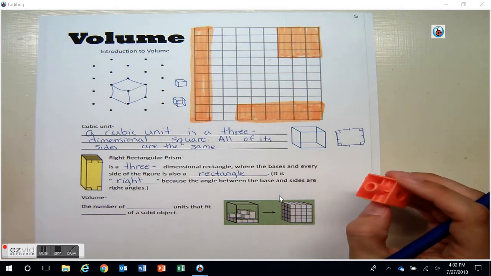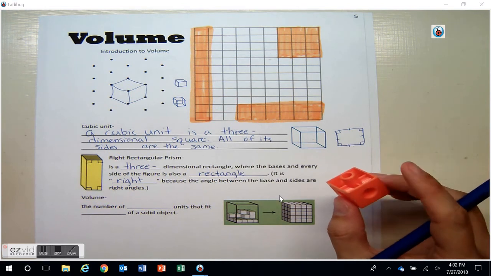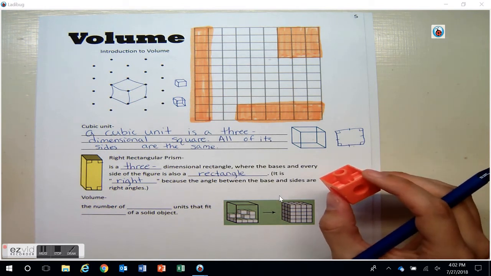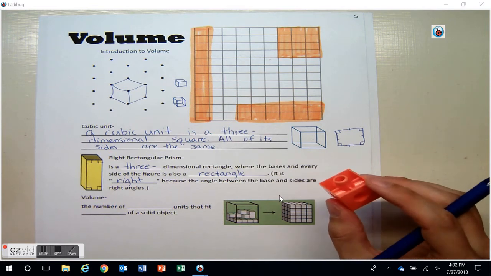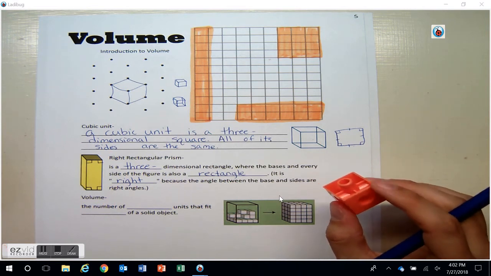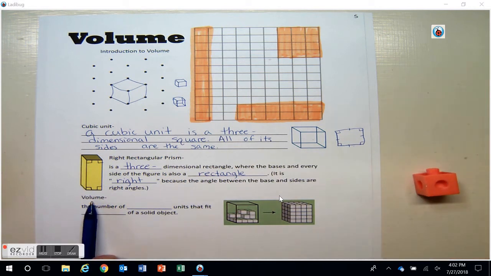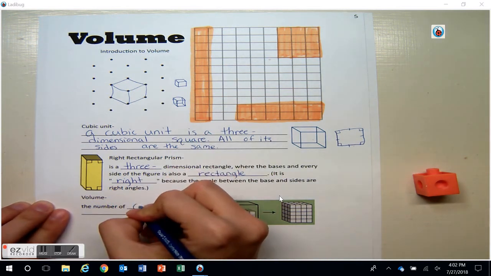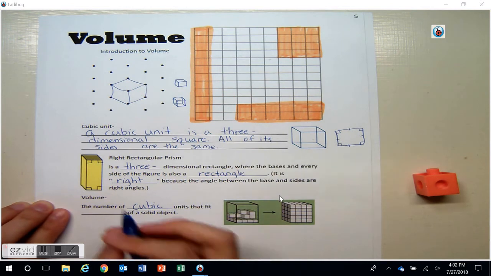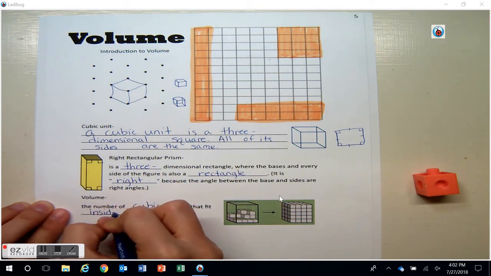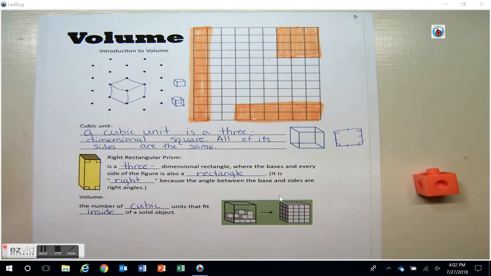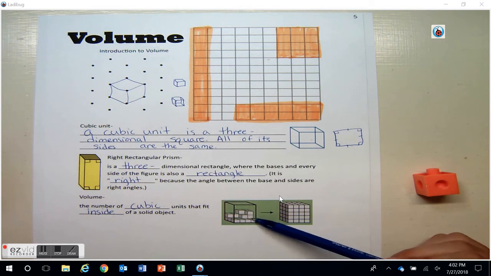They're all right rectangular prisms, but they all have the same number of cubes, which means that they have the same volume. Volume is the number of cubic units that fit inside of a solid object. So here you can see I have a prism and I'm filling it with cubes. Those cubes create that shape, but those cubes are the volume of that shape.